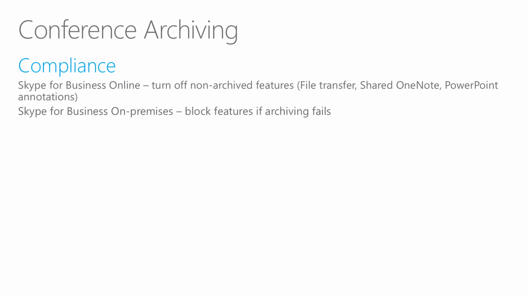If you are required to archive for compliance reasons, it's important to understand that Skype for Business offers additional capabilities to ensure that you meet your legal requirements. Skype for Business Online supports turning off non-archive features such as file transfer, shared OneNote and PowerPoint presentations, while Skype for Business on-premises allows you to block features if archiving fails.